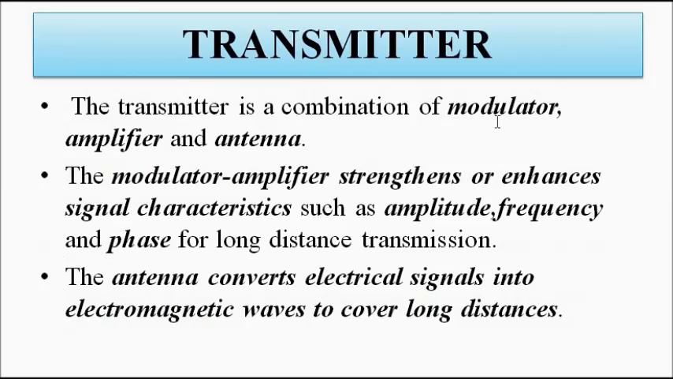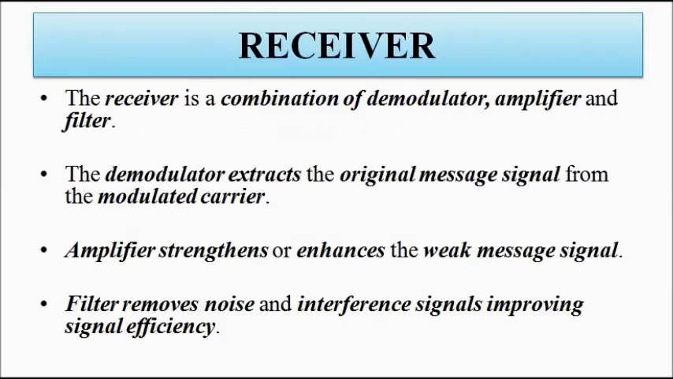Remember, on the transmitter side we had a modulator, amplifier, and antenna. On the receiver side we have a receiving antenna, demodulator, and amplifier. The demodulator extracts the original message signal using various demodulation techniques: amplitude, frequency, or phase demodulation. Then, as the signal has traveled a long distance, there will be some loss in its characteristics and strength. So the amplifier again enhances those characteristics and raises the strength of the signal.